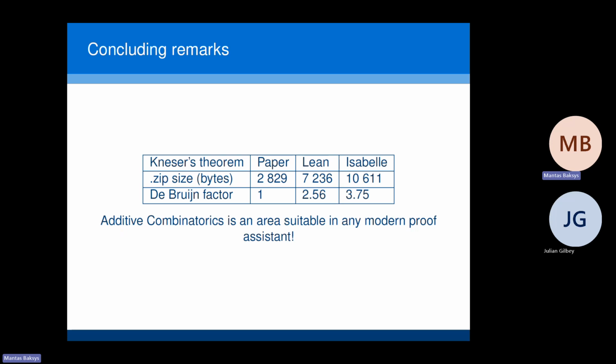Nobody wants to drink it, right? So that's why Lean is smaller than Isabelle.